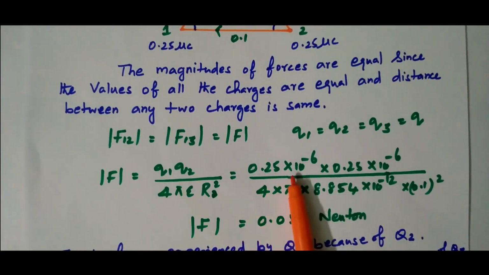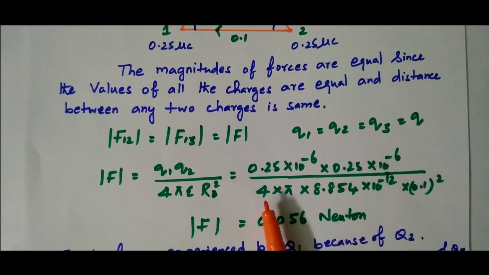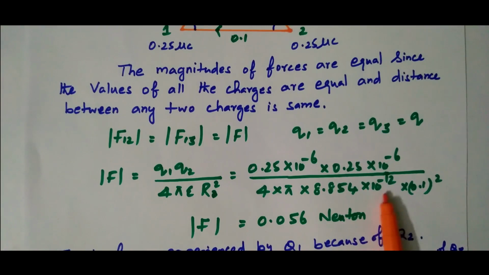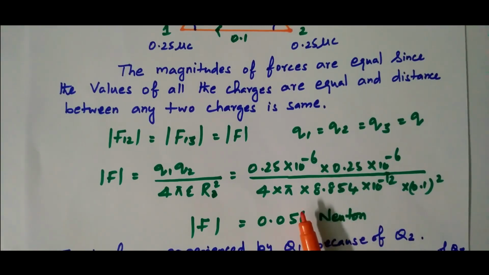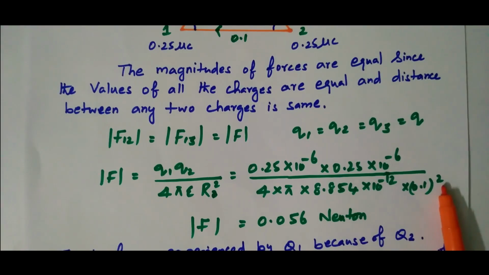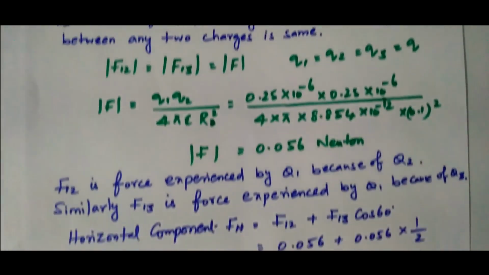q1 is 0.25 into 10 to the power minus 6, q2 is also the same, 0.25 into 10 to the power minus 6. 4 pi epsilon naught value is 8.854 into 10 to the power minus 12. The medium is not given, so epsilon r will be 1, we will take it as an air medium. Then the distance is 0.1, 0.1 square. So what we got? 0.056 Newton. Whether it is the horizontal or vertical component, due to equal charge and equal distance, the force between them is 0.056 Newton. Now we'll find the components one by one.